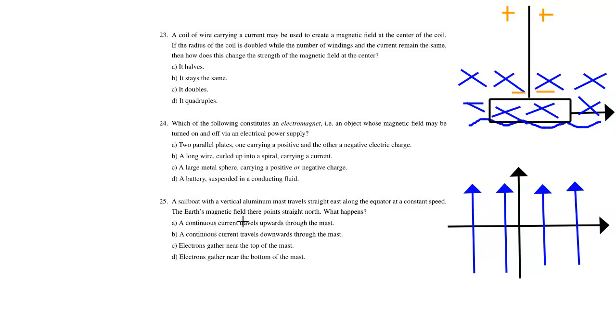But there can't be a continuous current because, where would it be coming from? This is not a closed circuit of any kind. You just get an electric polarization because the mast ends here. You don't have a continuous supply of electrons. The answer is going to be D.